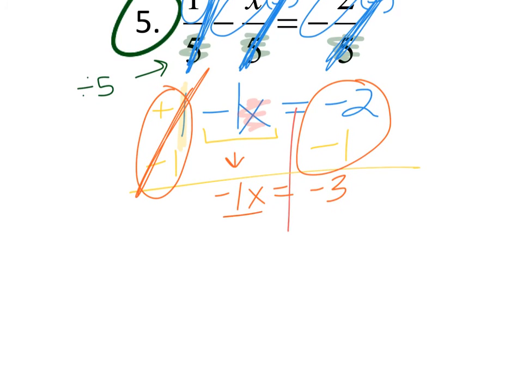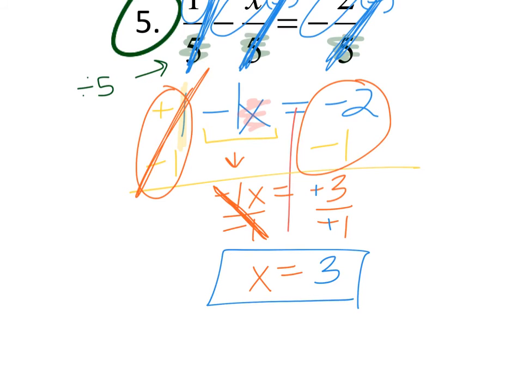To solve for x, divide by that -1. We get -1 divided by -1 is 1x, and then -3 divided by negative, 2 negatives makes it what? Positive. So +3 should be your answer there. Very good question.